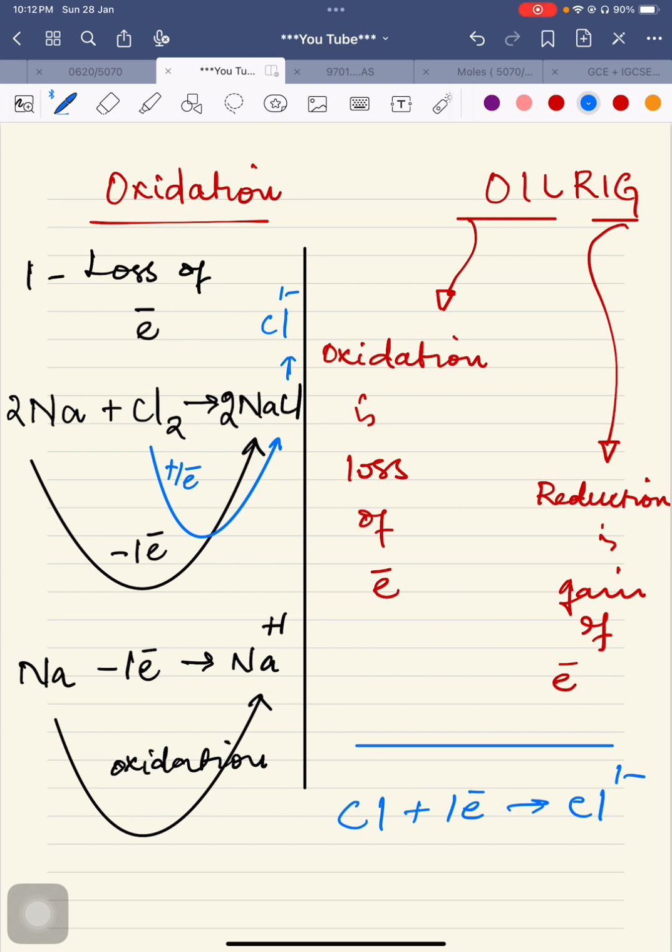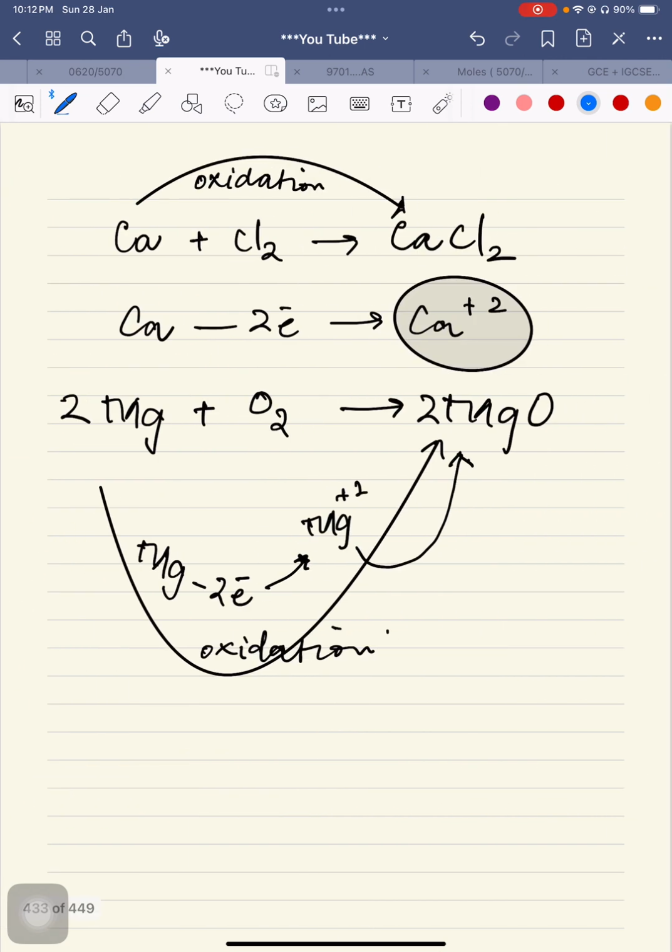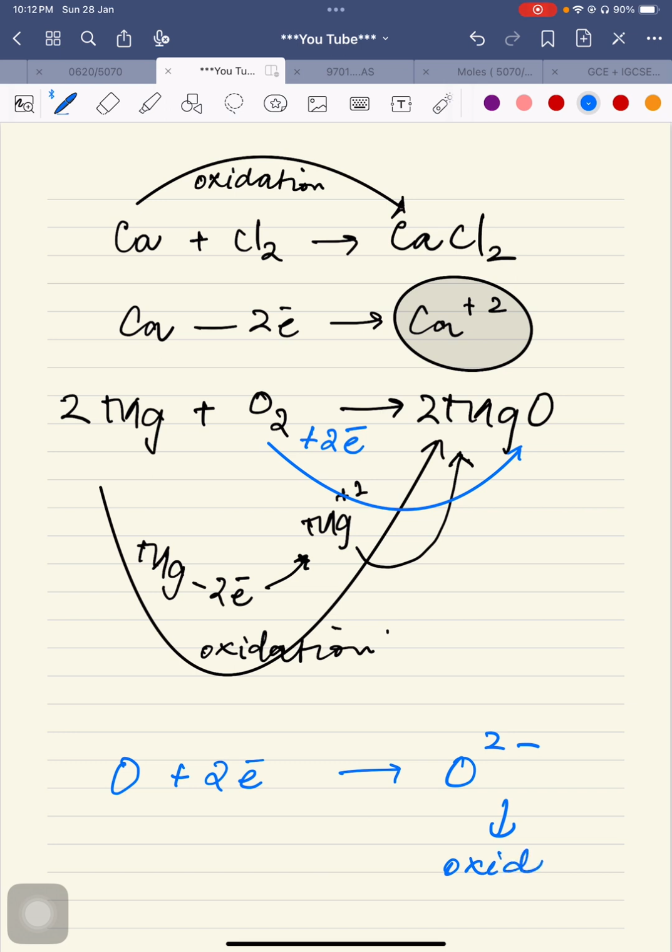So this is how it is happening. It will not occur in one direction, on one side. We cannot say that only oxidation is happening or only reduction is occurring. If oxidation is happening, reduction is happening too. So in this equation we can say that oxygen is undergoing reduction. How? Oxygen is going to gain 2 electrons, turning itself into O2 minus, which is called an oxide ion.